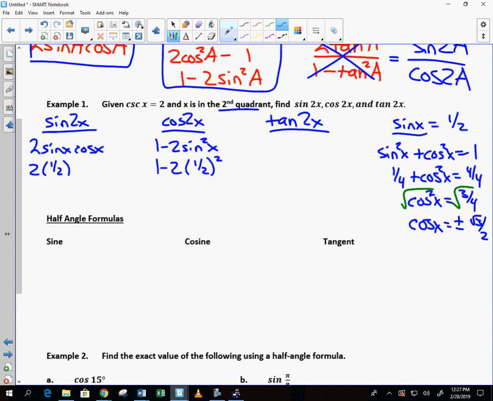So negative. Thank you. Cosine is negative in the second quadrant. So I choose negative root of 3 over 2. What's 2 times a half? 1 times negative root of 3 over 2, negative root of 3 over 2.